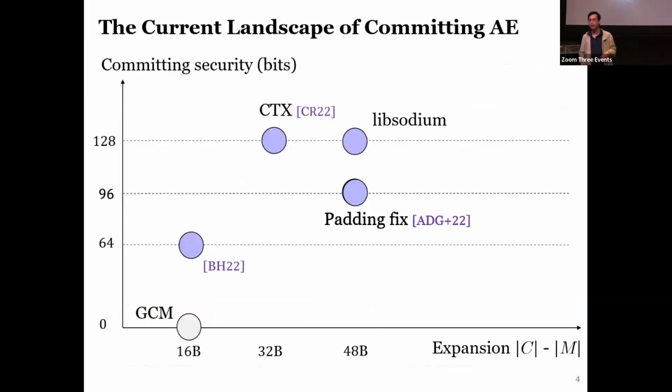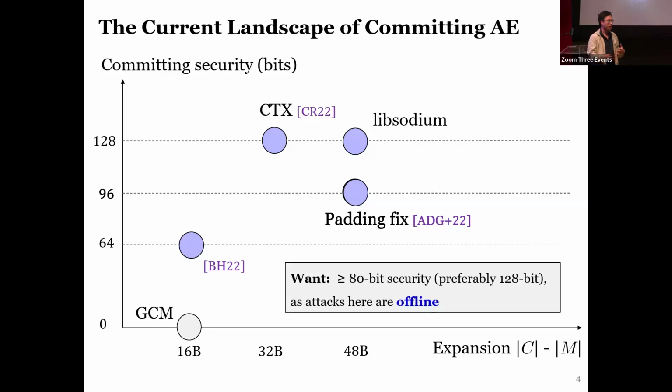Because of this situation, lately there have been several committing AE designs from both industry and academia. It turns out that if you are happy with 64-bit committing security, also known as versatile security, then we can offer something as close to GCM in both speed and bandwidth. But in this setting, we actually want at least 80 bits of security, because attacks here are offline, like on hash functions. And preferably, we want 128 bits of security.